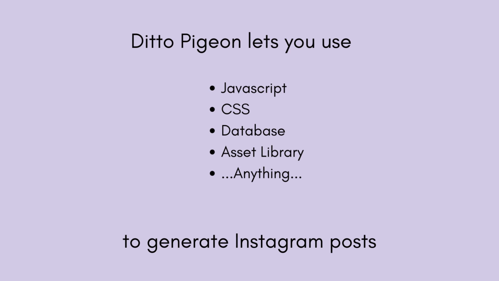Why not code up a custom page that's optimized for Instagram? You can pull from your database, asset library, use CSS, JavaScript. Anything you can use to render a web page, you can now use to generate unique, timely Instagram content, including captions and hashtags. This is a real-life example of how I use Ditto Pigeon for my other project, Near Here.